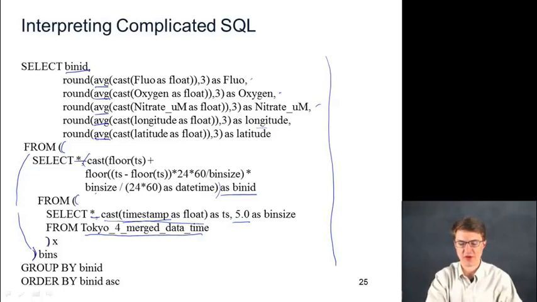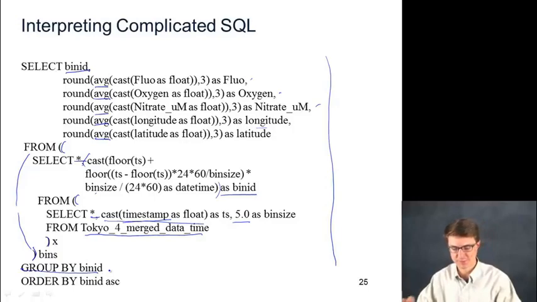Okay. Given that we're doing an average, we should expect to see a group by, and in fact we do. We're grouping on the bin ID, which makes sense. And then we happen to be sorting by bin ID just to make sure that the records come out in timestamp order, because perhaps some application requires it that way. Okay, so why is this overly complicated? Why not just collapse all this into one expression?